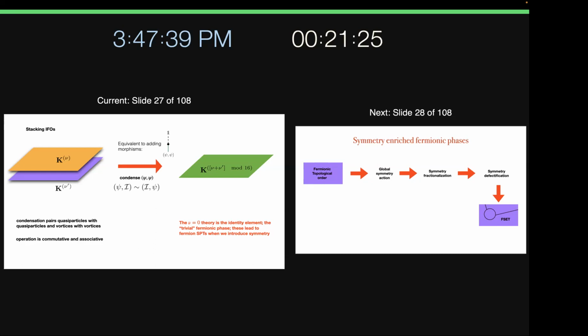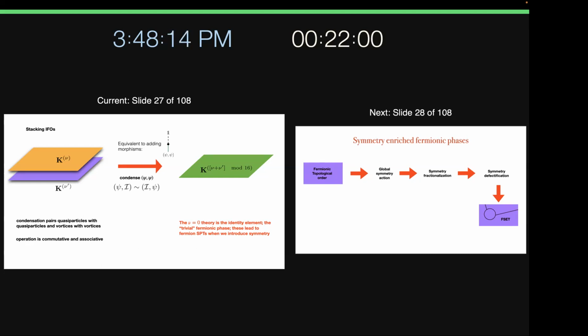It doesn't matter if I stack phase A with phase B or phase B with phase A. What's maybe less obvious is that this operation is actually associative. If I stack A with B and then C, this is isomorphic to stacking B with C and then A. That's probably true in many special cases, but it's always true when you stack fermionic theories.